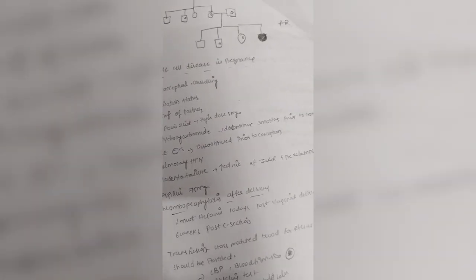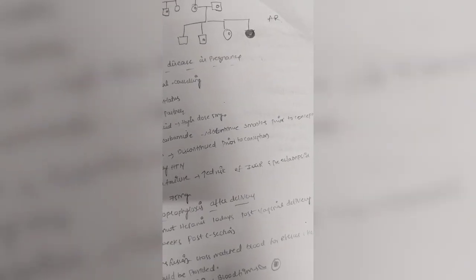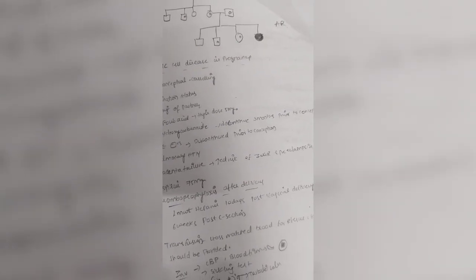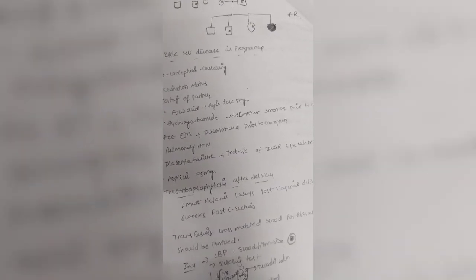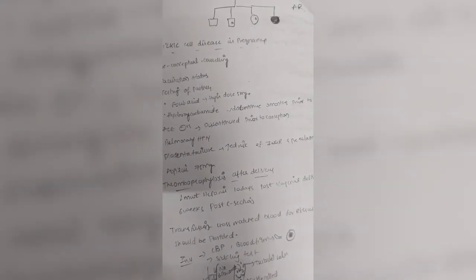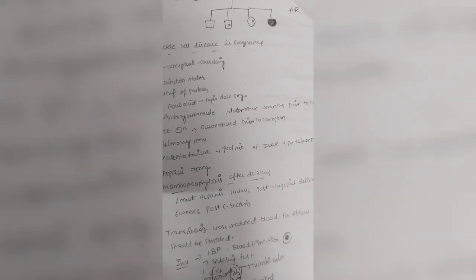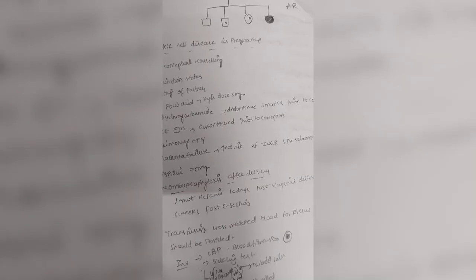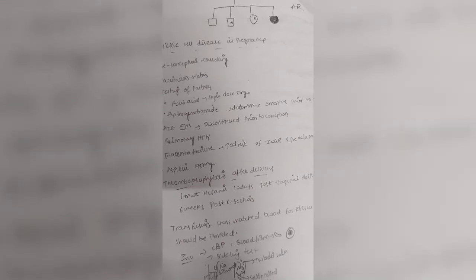Pulmonary hypertension and placental failure may cause increased risk of intrauterine growth retardation and preeclampsia. You should give aspirin 75 mg. Thromboprophylaxis after delivery is low molecular weight heparin for 10 days post vaginal delivery, and 6 weeks post C-section. Transfuse cross-matched RBCs. If there is any Rh incompatibility, you should check and transfuse the blood.